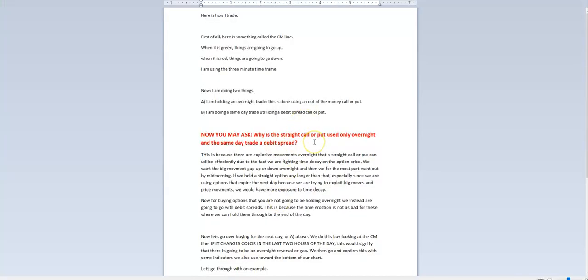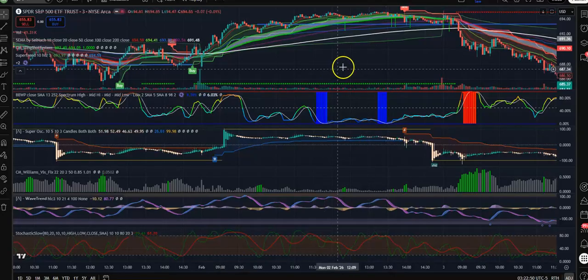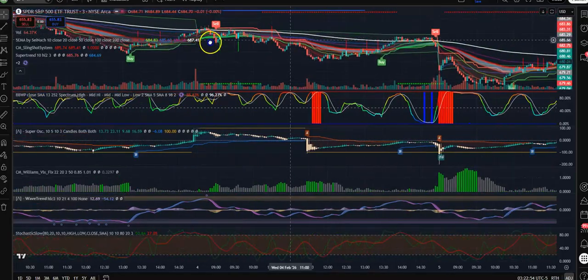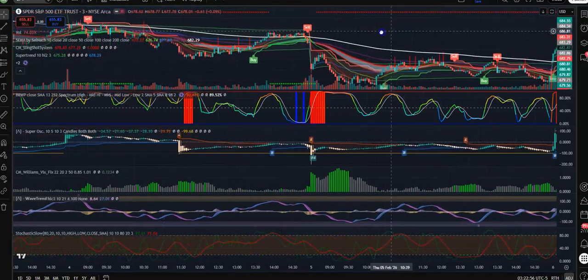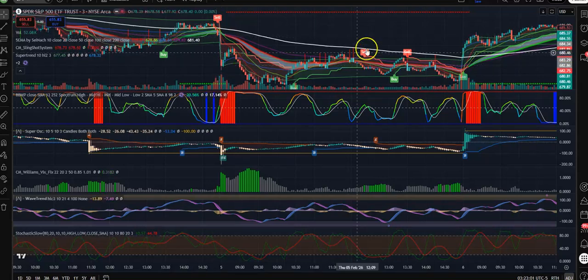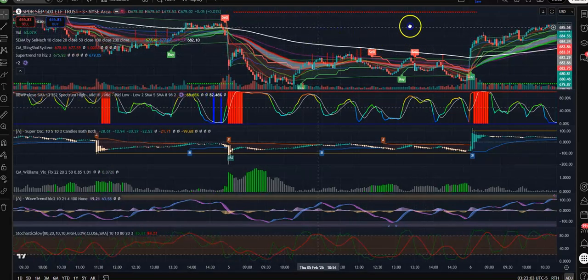Why is a straight call or put used only overnight, and in the same day trading a debit spread? This is because overnight there's explosive movements, and a call or a put can explosively move. Let me give you an example of something like that happening. I've got to find a time where there was a big movement overnight. That was supposed to be the case, but it did the reverse. But all right, I'm just going to use that as an example.